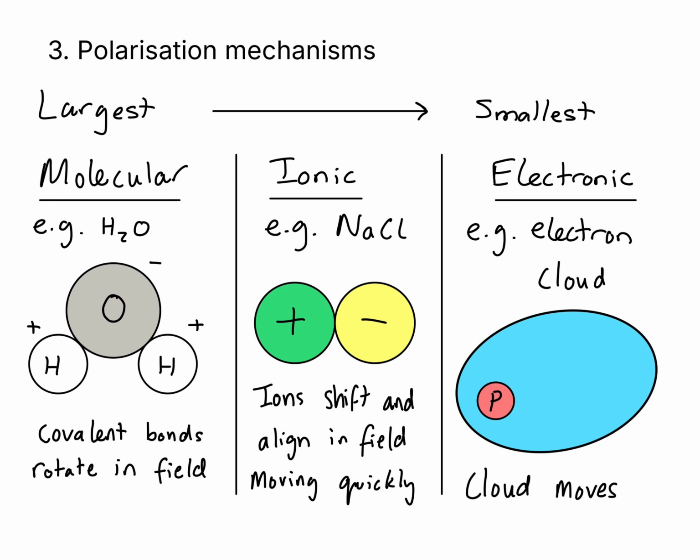The step smaller is ionic polarization. In something like sodium chloride, the individual positive and negative ions shift and align. Same effect, but on a slightly smaller scale. And electronic polarization is smallest of all. The electron cloud around each individual atom gets pulled to one side, leaving the nucleus slightly exposed on the other. Even a single atom can polarize a little, but this is the smallest mechanism.